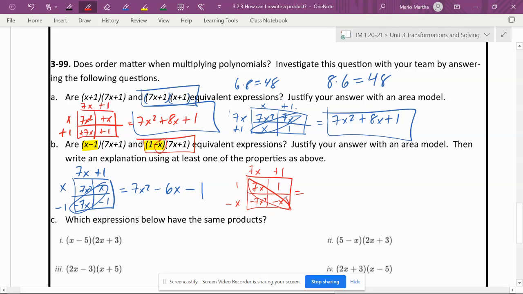And again, combine the two like terms. We're going to get negative 7x squared plus 6x minus 1. Oh, plus 1, sorry.